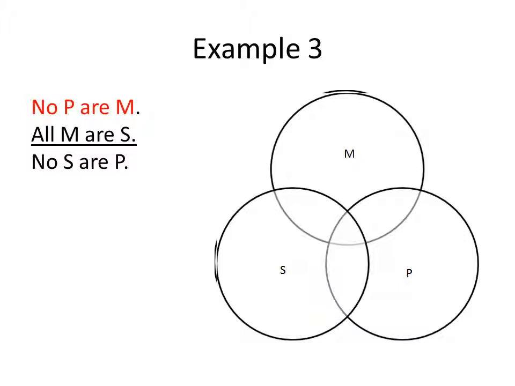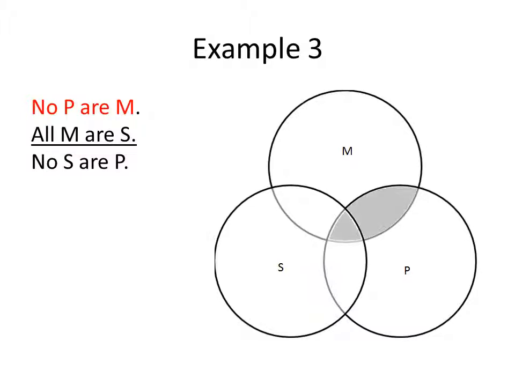No P is M says that nothing that is a P is an M, so nothing is both P and M. So where would we shade here? Well, we want to shade in such a way that we show that none of the P's are M's. So we want to shade the part of the P circle that overlaps the M circle. So that would be here. Do you see that? We're told that none of the P's are M's, so we shade in the part of the circle that overlaps the M circle.